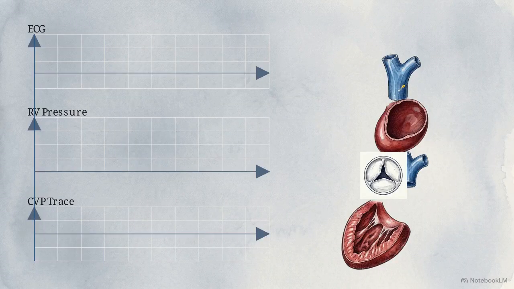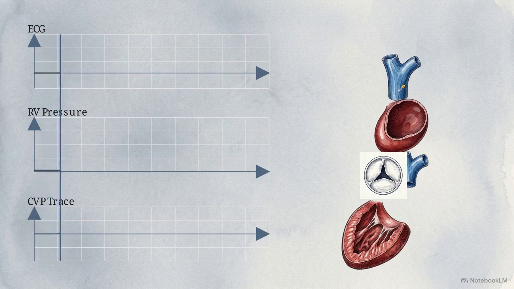This synchronized diagram aligns the electrocardiogram on top, right ventricular pressure in the middle, and central venous pressure on the bottom. By tracking these three together alongside the cardiac cycle, we can isolate the mechanical origin of every single deflection.